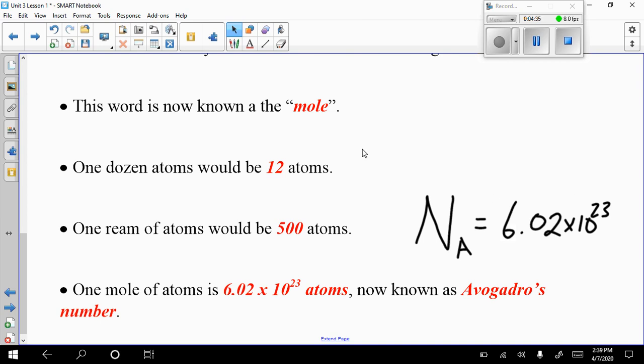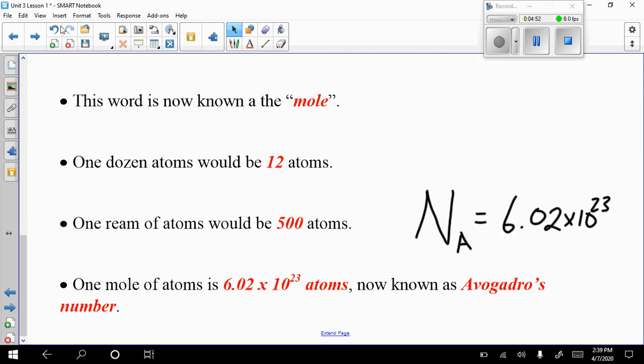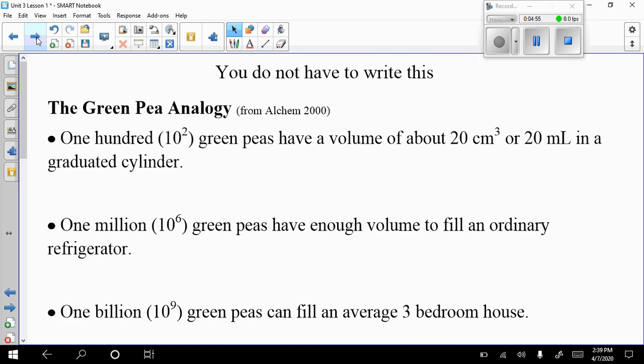I always joke that I could send someone to Tim Hortons to get me a dozen donuts and they'd come back with 12, but if I sent them to get me a mole of donuts, they would come back with 6.02 times 10 to the 23 donuts, which is a lot. Let me tell you how much of a lot it is. You don't have to write this slide, but I think it's nice to put the size of that number in perspective, because it's a huge number. This analogy just shows you how big numbers can become.